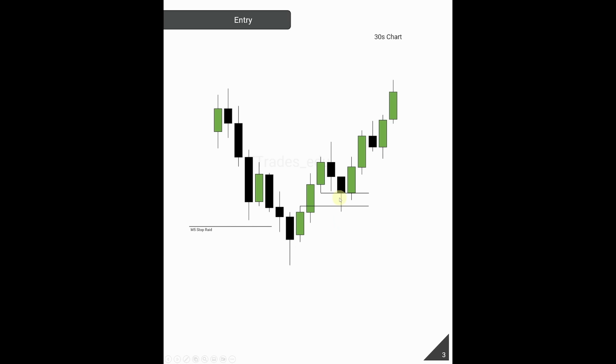Down on the 30-second chart, I'm looking for a fair value gap entry. And so you can see here, this is the 5-minute stop rate. We close back in the range or close up, making a fair value gap. We return to the fair value gap.